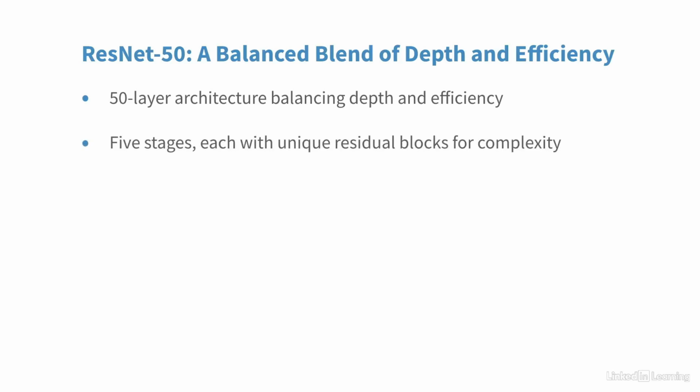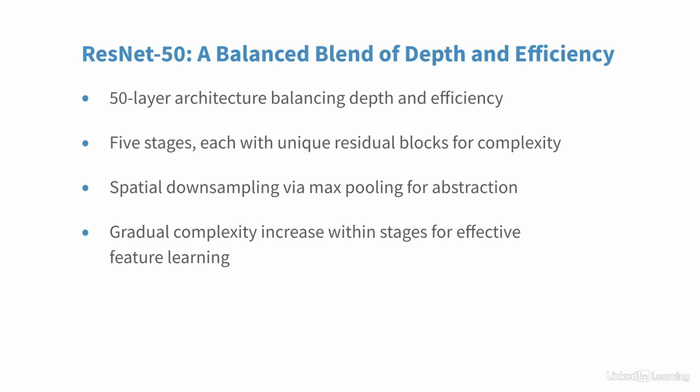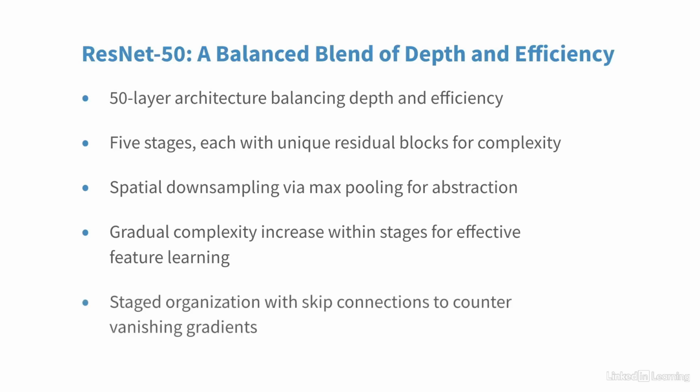It has 5 stages with residual blocks using convolutions and pooling. Each stage captures increasingly complex features from the input data. Max pooling at the beginning of each stage abstracts the spatial information and increases the receptive field. The skip connections between the blocks address the vanishing gradient problem and allow for direct information flow. This mitigates the degradation issues associated with deep networks. This hierarchical arrangement enables ResNet to capture low and high level features efficiently. It's widely used for image classification and feature extraction due to its efficiency and accurate results.